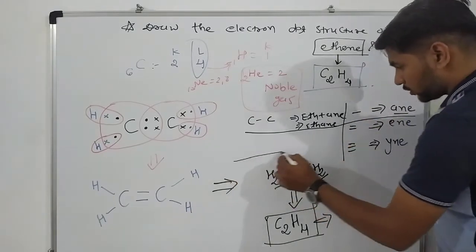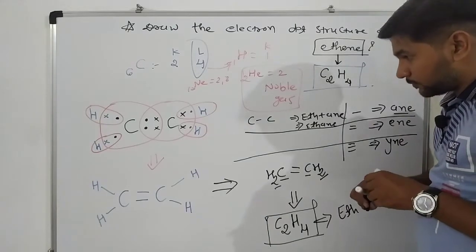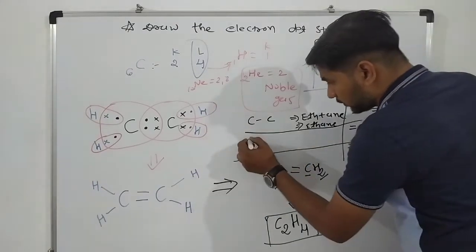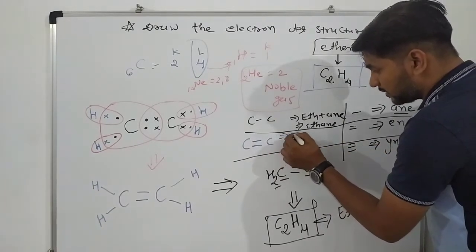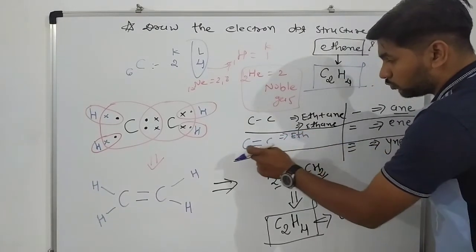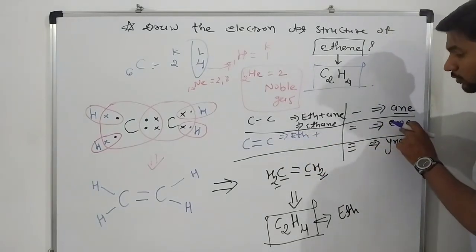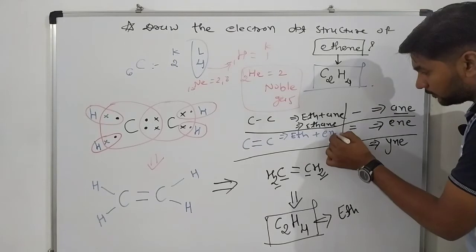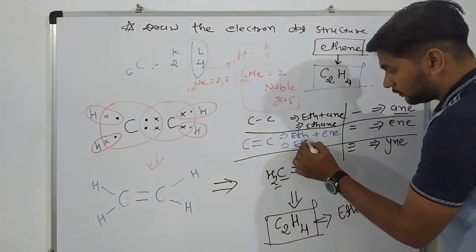in double bond, dear students, very easy, please be serious. In double bond, carbon carbon double bond means eth, 2 carbon it means eth, plus for double bond we have to put the suffix ene, and it is ethene.